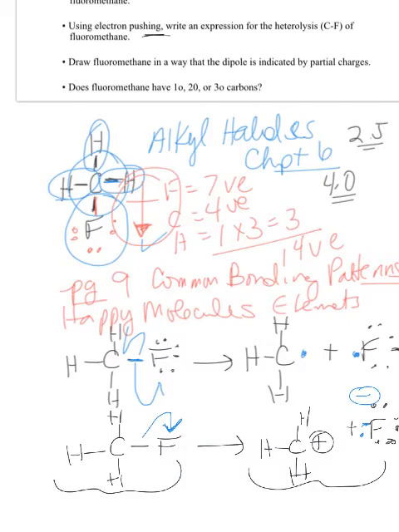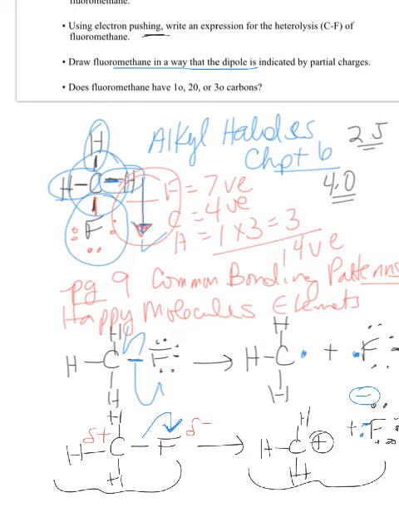Okay, it says, draw fluoromethane in a way that the dipole is indicated by partial charges. So here above, we drew it with a vector. In this case, you would just make the carbon positive and the more electronegative fluorine negative.